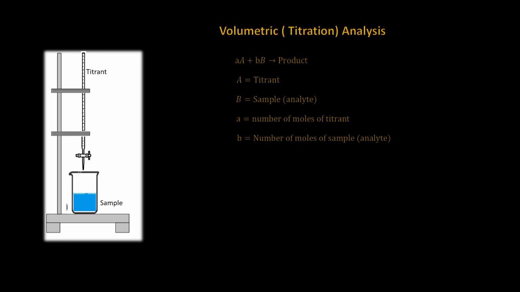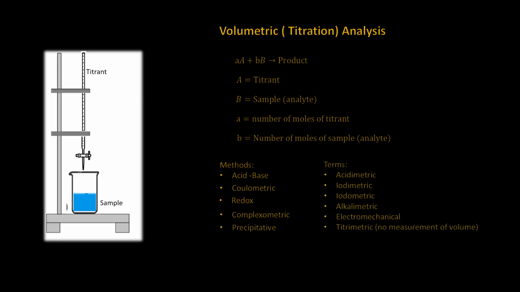Now there are a number of methods that are used in regards to titration. We have acid-base titrations, coulometric, redox, complexometric, precipitative, just to name a few. Then there are terms that describe the reaction type, such as acidometric, iodometric, alkalometric, and electromechanical. Titrometric is also commonly used when the volume component is not calculated or used.